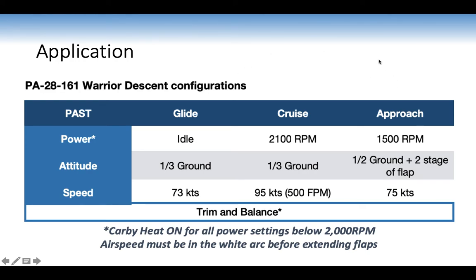Cruise descent, we use it for passenger comfort, so power 2100 RPM, attitude 1/3 ground to 2/3 sky, speed 95 knots. So actually in the training area we may or may not get that 95 knots, but what we want is that 500 feet per minute, and then you're trimmed and balanced as required. And then the approach configuration, you've got 1500 RPM, attitude half ground half sky, you're applying the 2 stages of flap, and then that speed is 75 knots, and you're trimmed and balanced. So the airspeed must be in the white arc before extending flaps to prevent airframe damage.